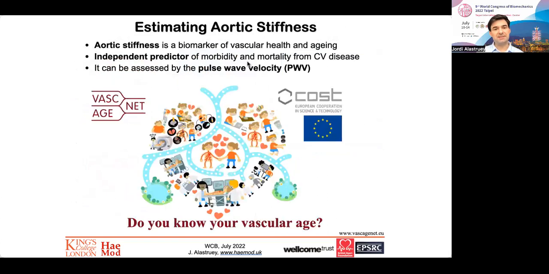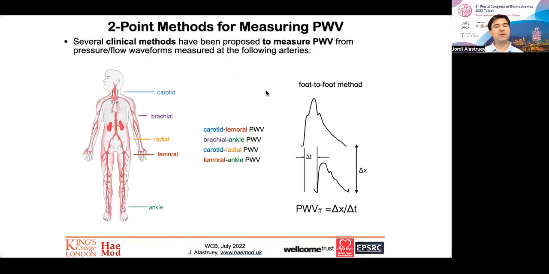If you're interested in this topic, I suggest having a look at the COST Action Vascular Age Network, which is very active in studying vascular aging. Aortic stiffness cannot be directly measured in vivo, but we can use the velocity at which the pulse wave propagates in the aorta as a surrogate for aortic stiffness. And several methods have been proposed to measure pulse wave velocity from pressure or flow waveforms measured at two arterial sites. For example, those shown in the sketch on the left.